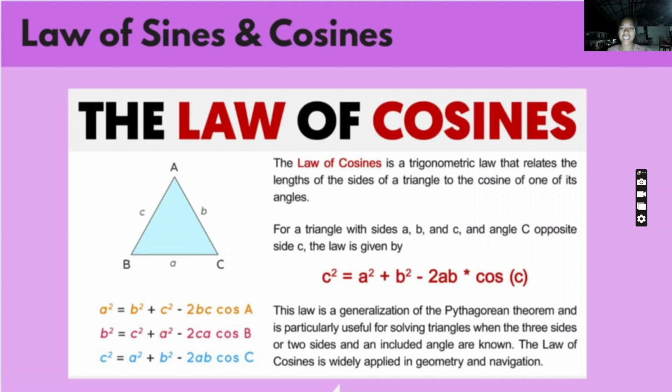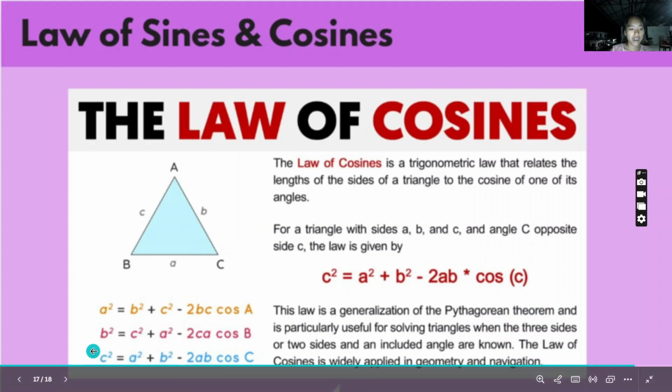Now, the law of cosines. The law of cosines is a trigonometric law that relates the lengths of the sides of a triangle to the cosine of one of its angles. For a triangle with sides a, b, c, and angle C opposite to side c, the law is given by c squared is equal to a squared plus b squared minus 2ab times cos C. But here are other formulas depending on the value that you want to find.